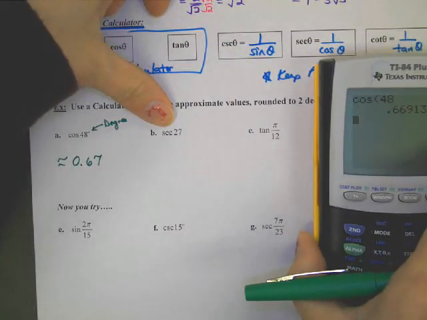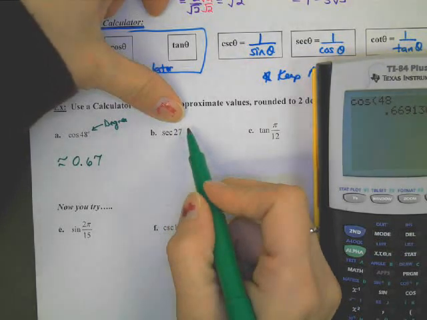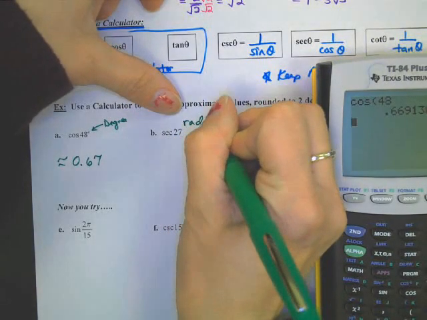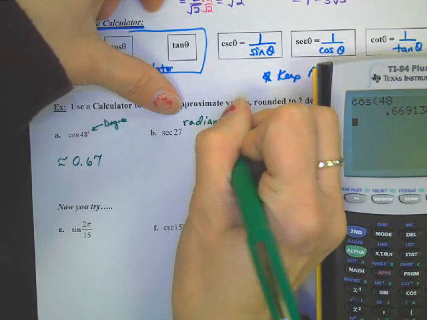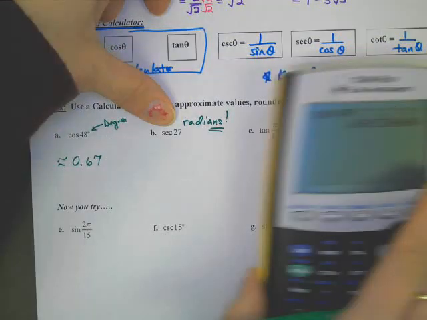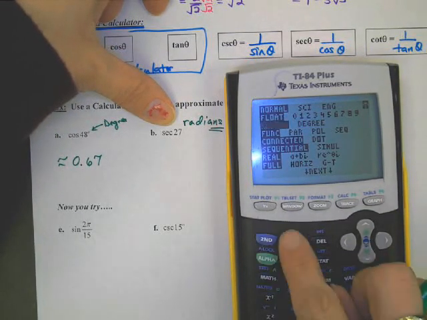This is a secant problem. A couple of tricky things about this one here. I do not see a degree bubble. That means this is radians. Look carefully. If you don't see a degree bubble, don't add one. This is radians. So I'm going to go here to my mode, and I'm going to switch to radian mode.